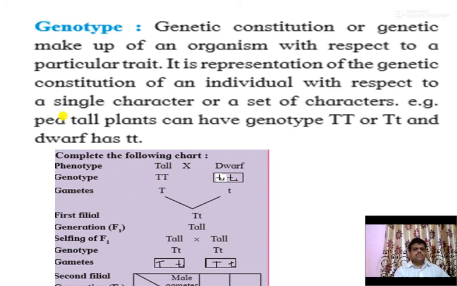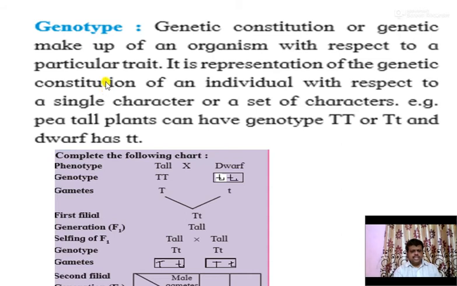So this is a representation of the genetic makeup of an individual with respect to a single character. This tall plant can have a dominant T and a dominant T, which is homozygous, while this one is heterozygous. So this tall plant can have two different types of combinations: homozygous tall and heterozygous tall. Homozygous tall has capital T and capital T, while heterozygous tall has capital T and small t.